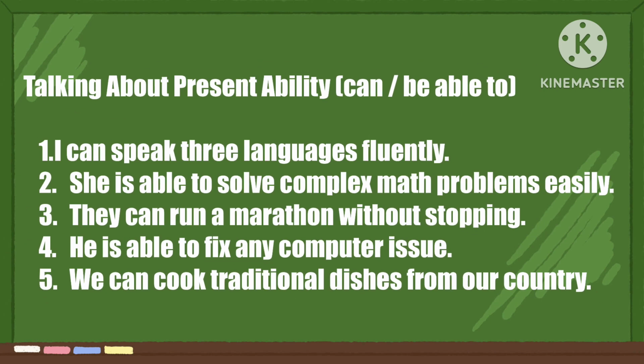Talking about present ability, we can use can or be able to. Let's see examples. I can speak 3 languages fluently. She is able to solve complex math problems easily. They can run a marathon without stopping. He is able to fix any computer issue. We can cook traditional dishes from our country.